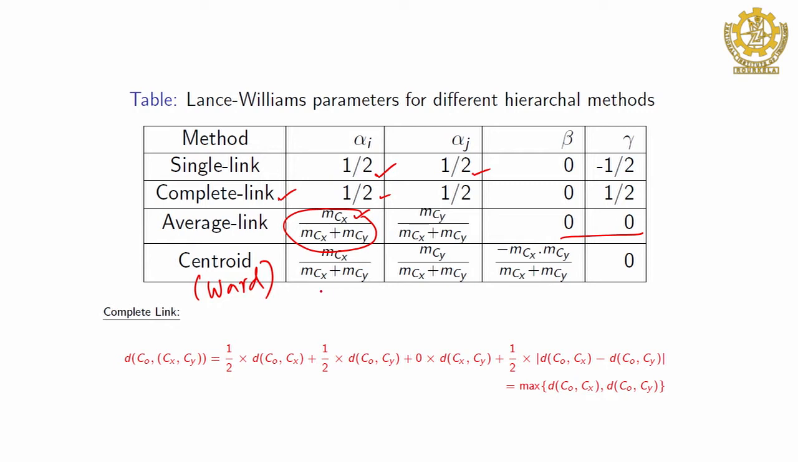Then the centroid method. Similarly, here I must mention what Cx is. Cx is the number of points in cluster Cx, similarly for Cy.